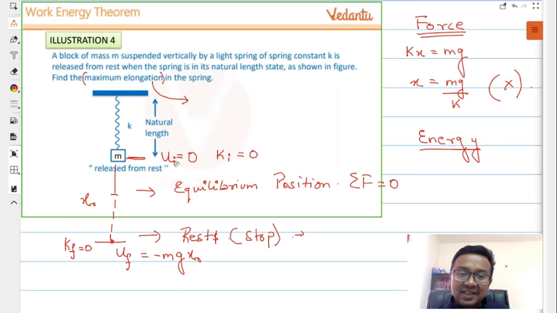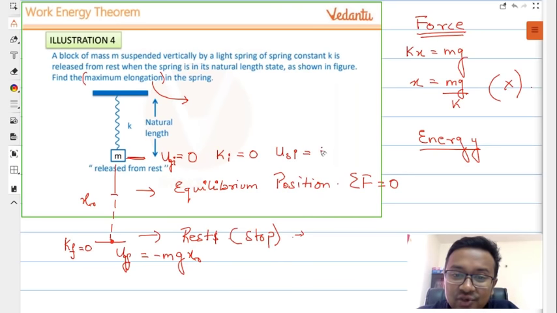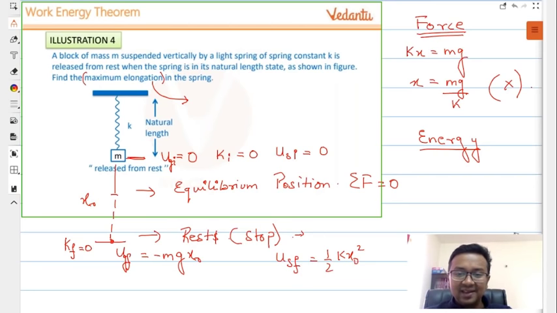Now, initial gravitational potential energy is zero, and final gravitational potential energy is minus mg x naught. Initially, it is at its natural length, so U spring initial is equal to zero. And finally, when it is here, U spring final is going to be half k x naught squared. That is the entire idea we are going to use here.